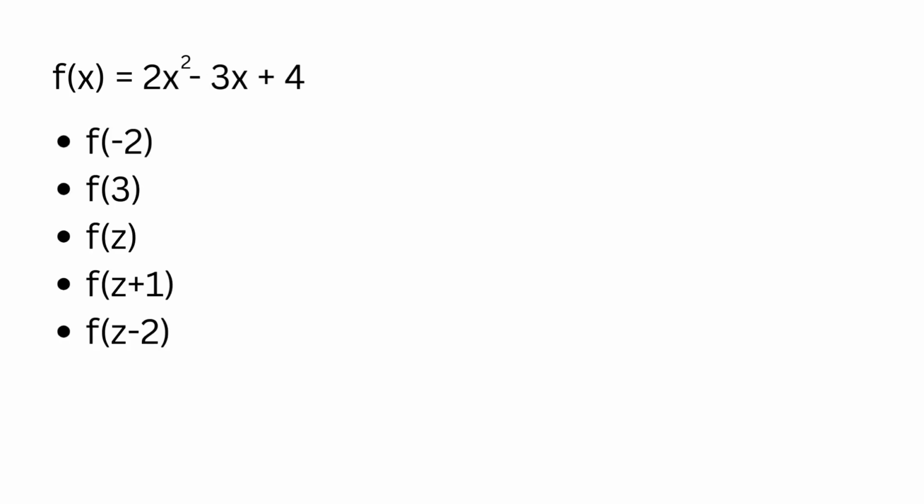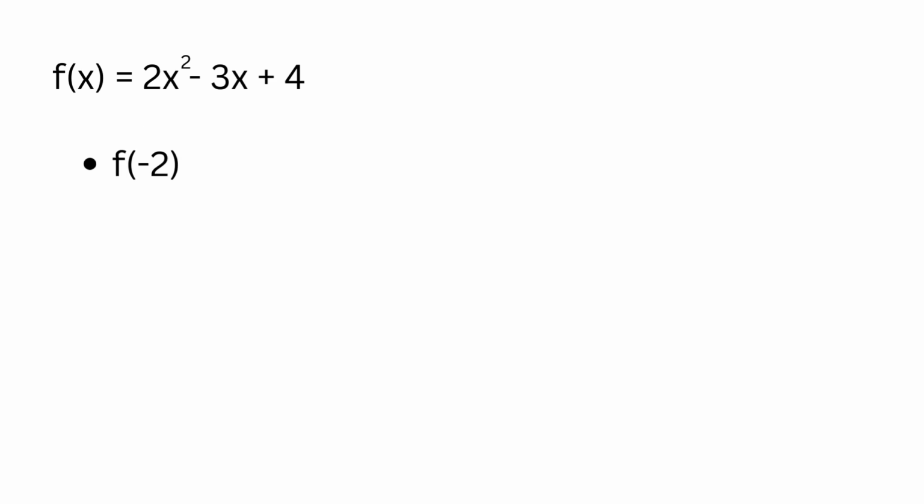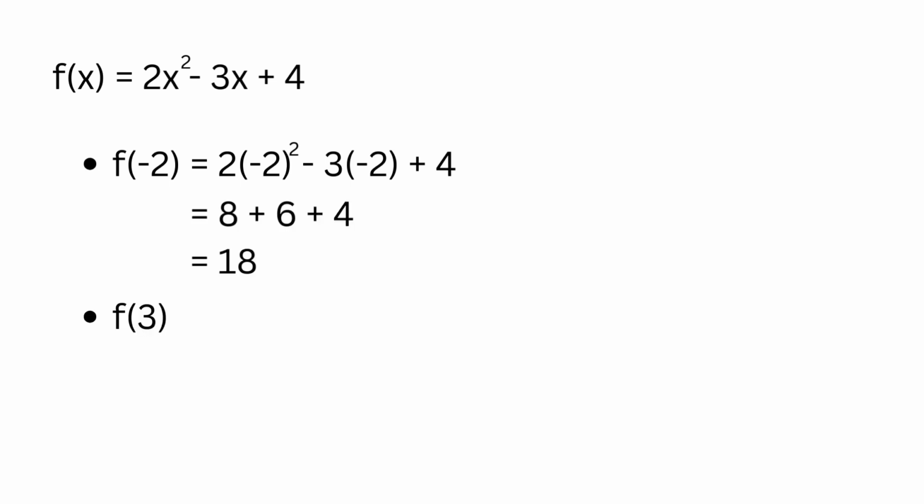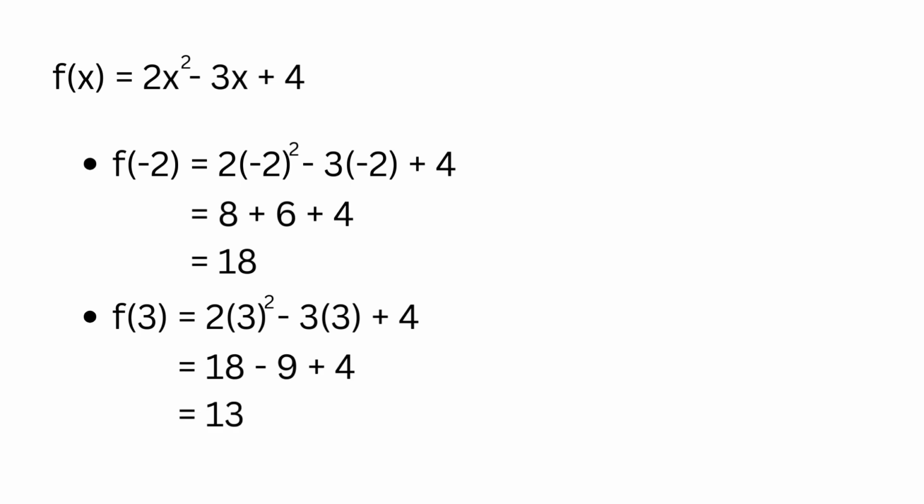Now let's take this function and find each of the following. So f of minus 2 equals 2 into minus 2 squared, minus 3 into minus 2, plus 4, equals 8 plus 6 plus 4, equals 18. Second one is f of 3 equals 2 into 3 squared, minus 3 into 3, plus 4, equals 18 minus 9 plus 4, equals 13.